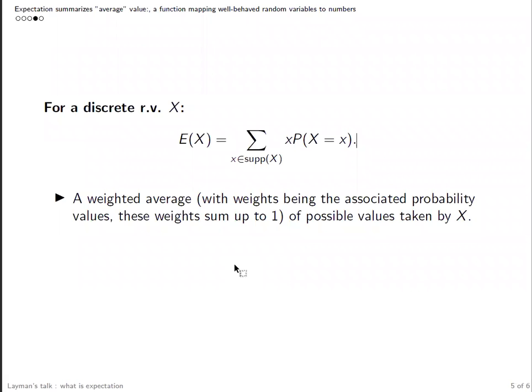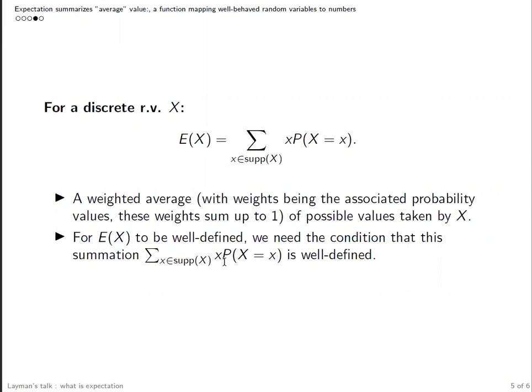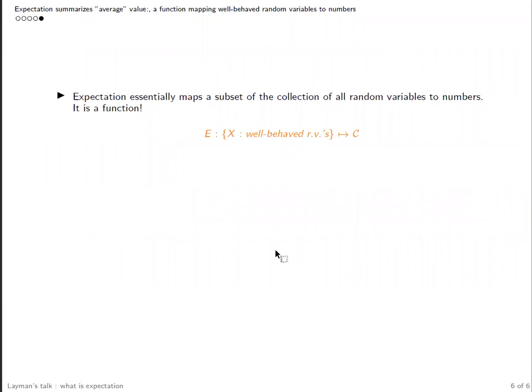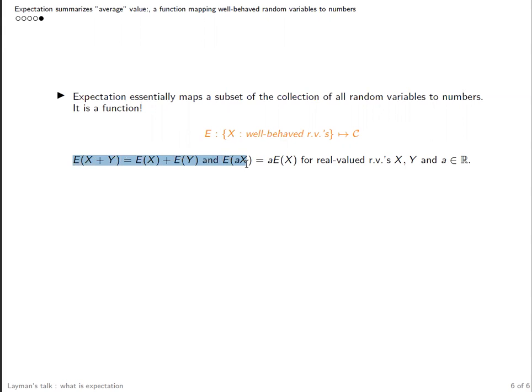Of course, if we look closely, the expectation may not be well defined for some random variables. For the expectation to be well defined, we need the condition that this summation is well defined. At least it should equal some finite number. For some random variables, this summation is not well defined. So expectation essentially maps a subset of the collection of all random variables to numbers. It's still a function, and given it describes average values, it satisfies very nice properties for real-valued random variables.